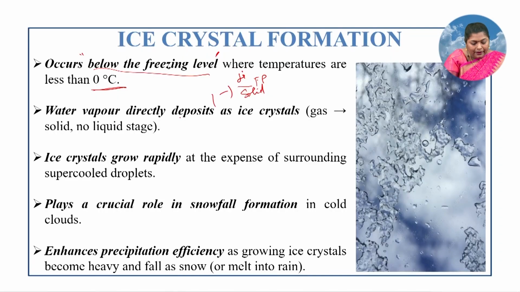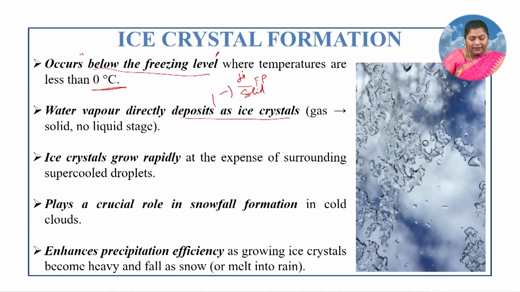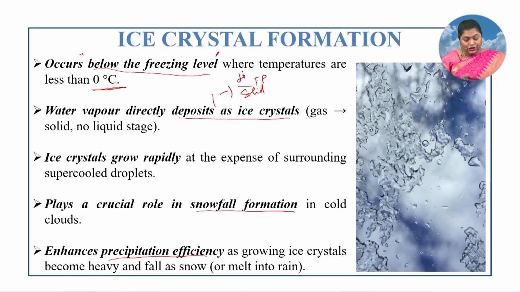The water vapor directly deposits as ice crystals. What is this process known as? Without going into the liquid state, if the gaseous form directly solidifies, that process is known as sublimation. The ice crystals grow rapidly and are surrounded by supercooled droplets. So it plays a crucial role in snowfall formation in cold clouds. In cold clouds, this ice crystal formation is most essential. It also enhances precipitation efficiency as growing ice crystals become heavy and fall as snow. If this ice crystal grows further, what happens? Either it will be in the form of snowfall, or if it melts, it will be in the form of rain.